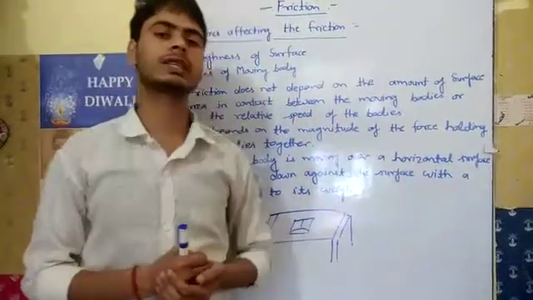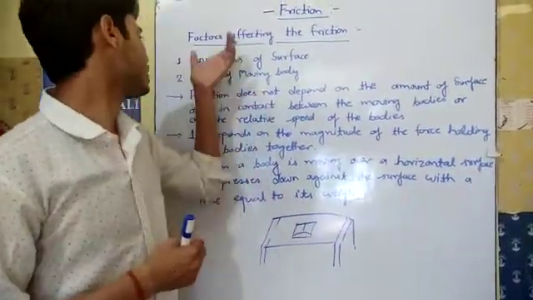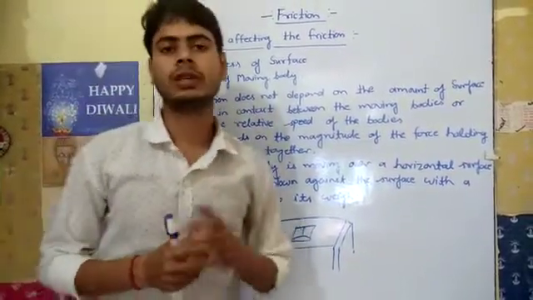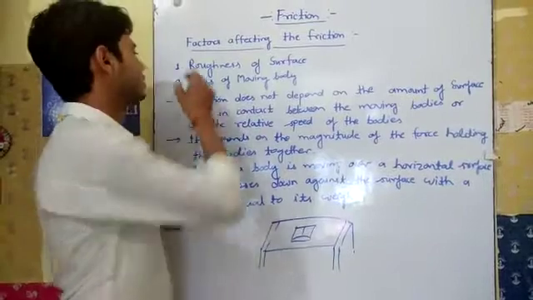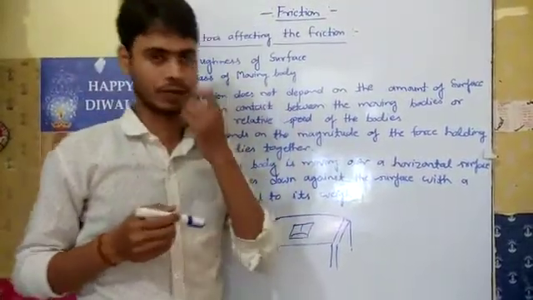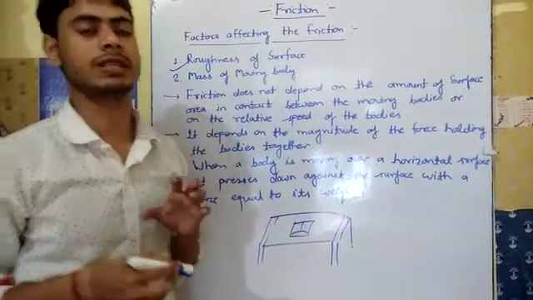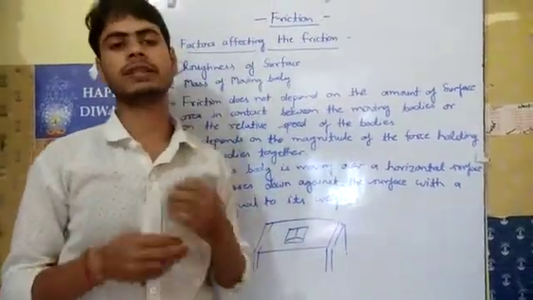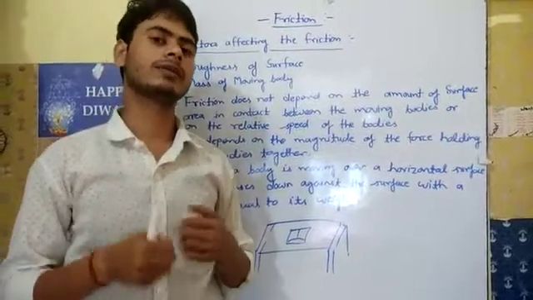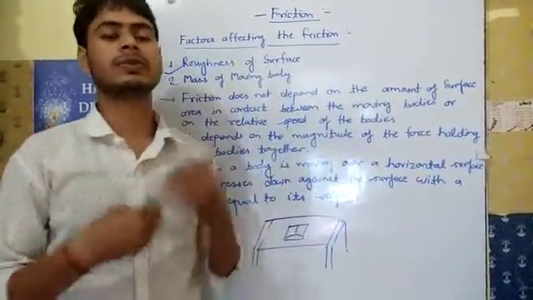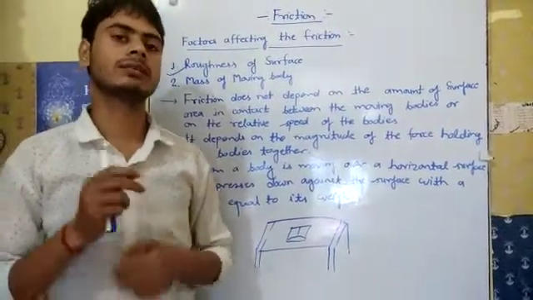There are various factors on which friction depends. The first one is the roughness of the surface, the second one is the mass of the moving object. First we discuss the roughness of the surface. What do you understand by the roughness of the surface? That means if the surface is rough, then the friction becomes more, and if the surface is slippery, that means smooth, then the friction becomes less.